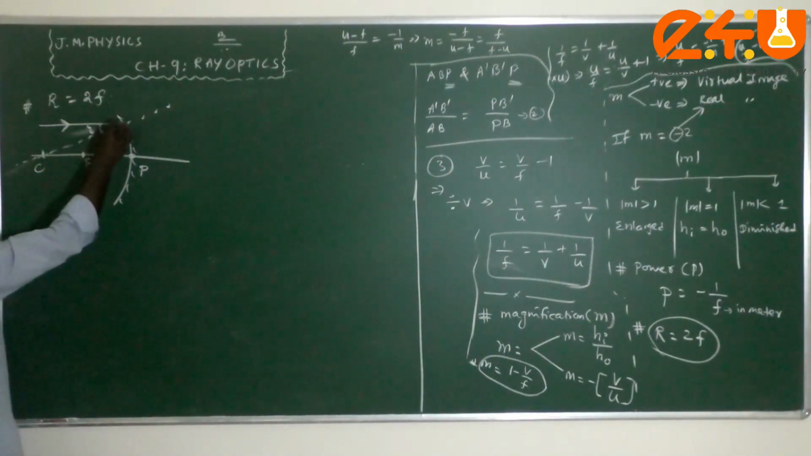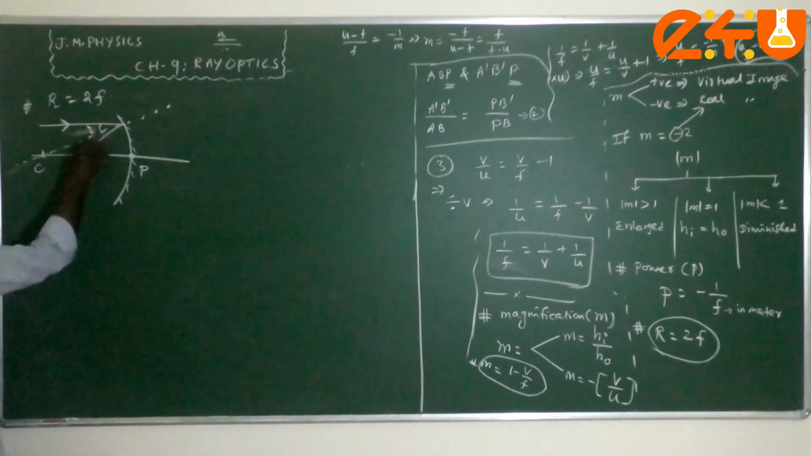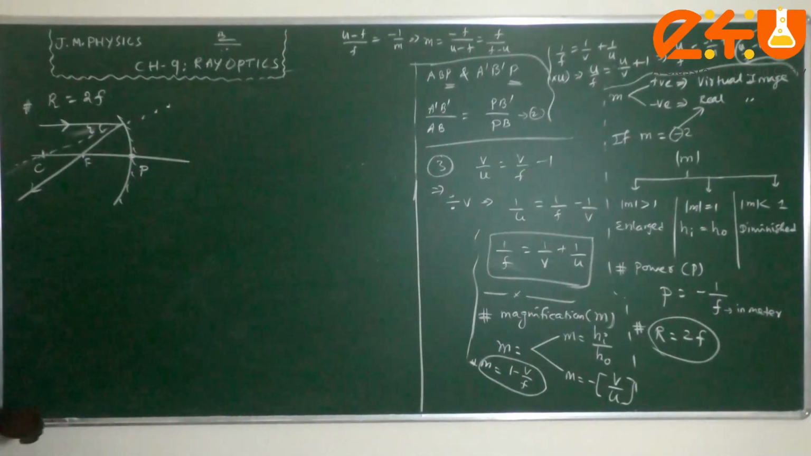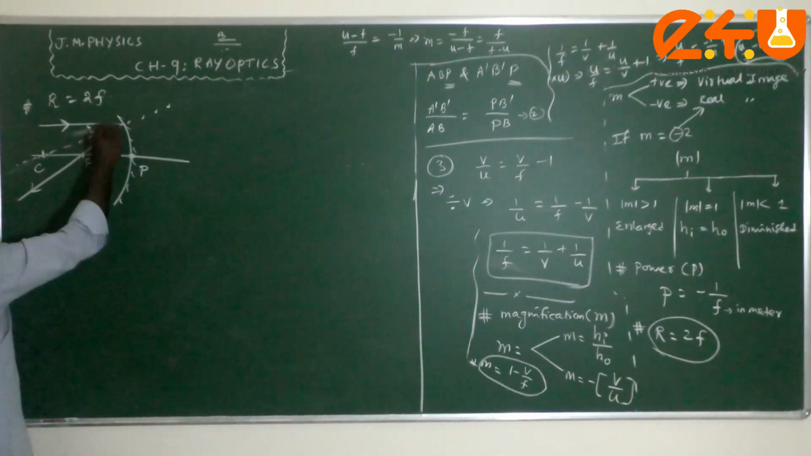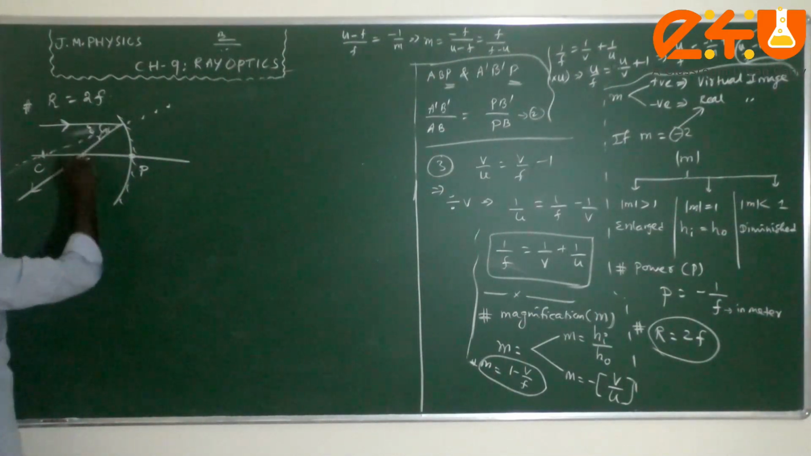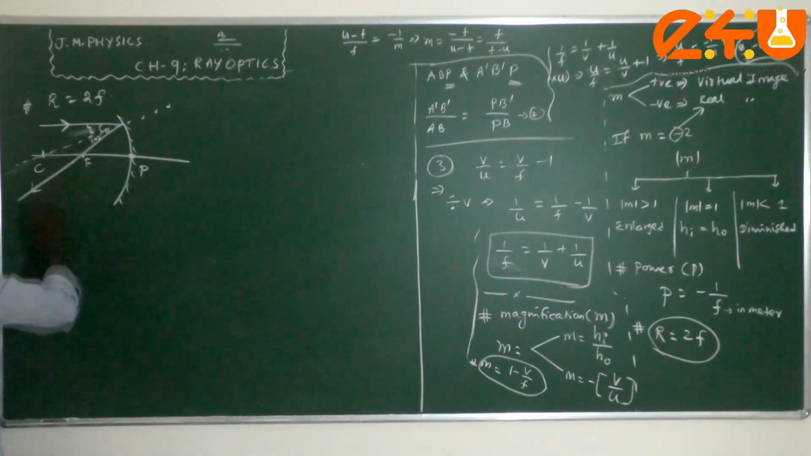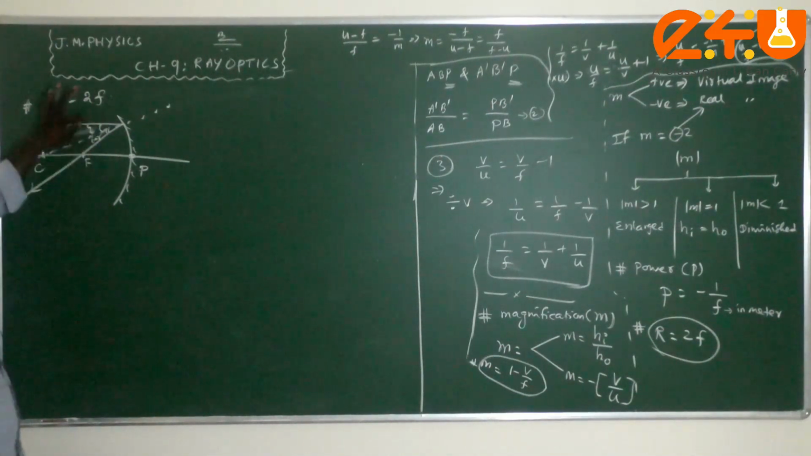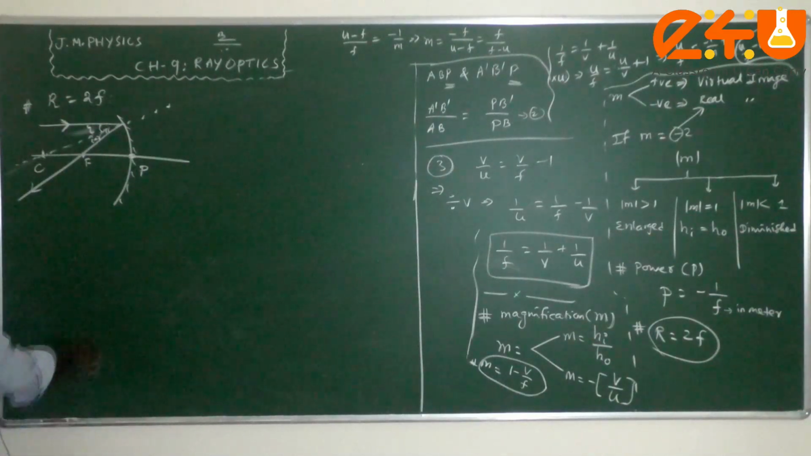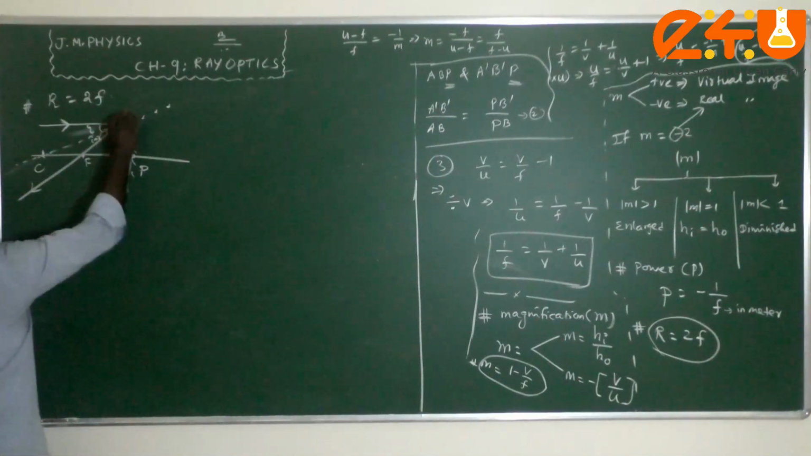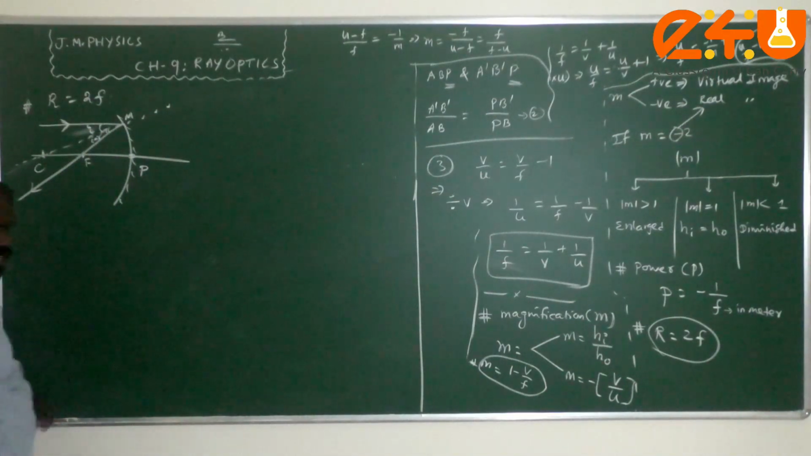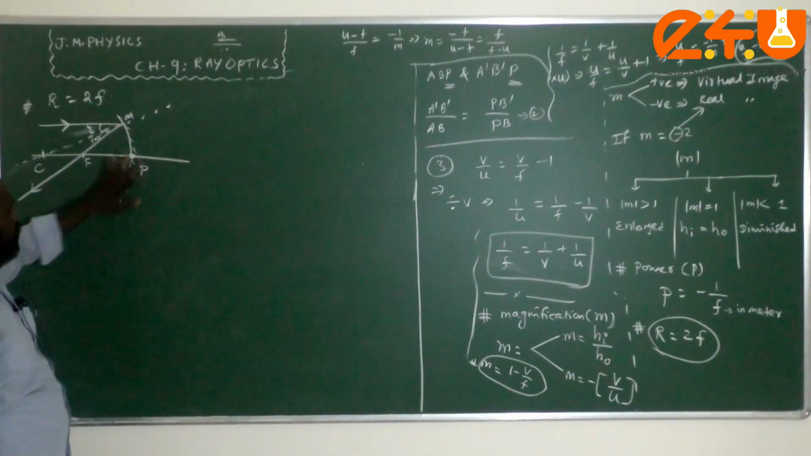By the rules of the ray diagram, if the ray is parallel to the principal axis, after reflection it will pass through the principal focus, and the angle of incidence equals the angle of reflection, that is i equals r. In this diagram, this is the angle of incidence i, and this is the angle of reflection r. Please see that this is the point M where the light ray is incident.